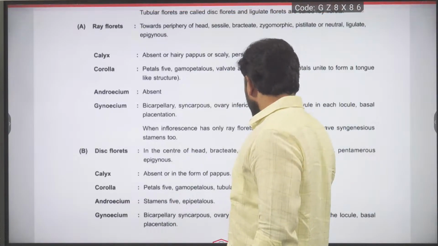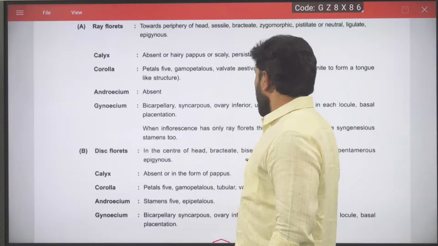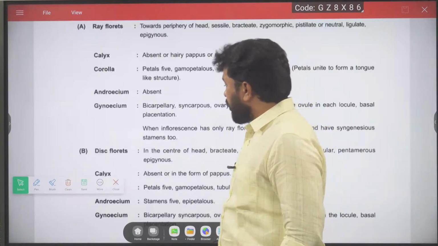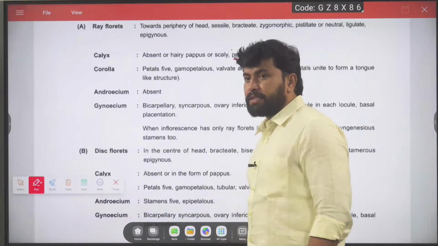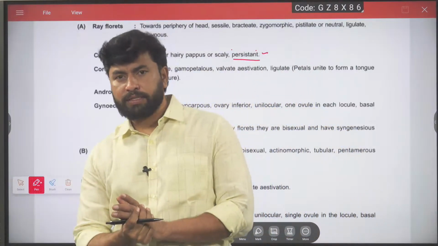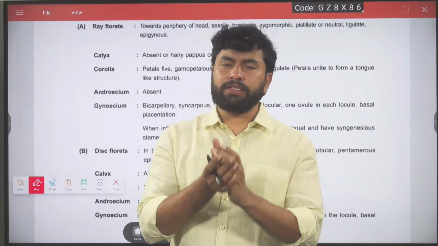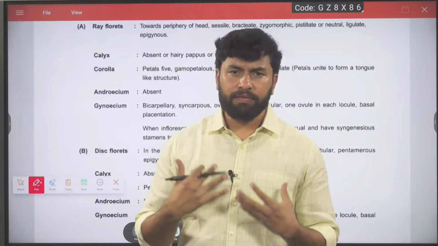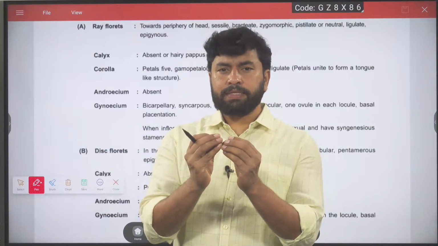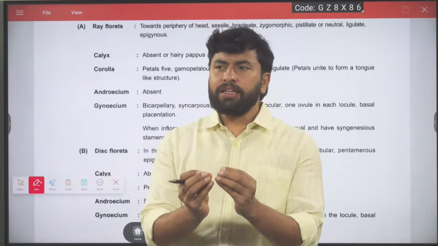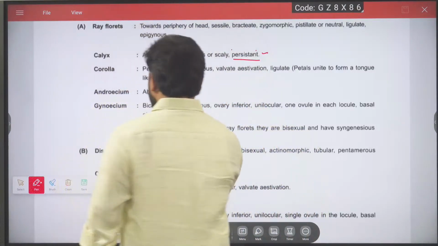Persistent. What do you mean by persistent calyx? Even after fertilization, the sepals will be present on the surface of our fruit. Such ones are called persistent sepals. We have already seen persistent sepals in family Solanaceae. As I said, on the surface of the fruit of Solanaceae, greenish sepals are present. But in some members of Brassicaceae and some Asteraceae members, the sepals become fiber-like structures and help the fruit to fly in the air. That condition we also call persistent sepals.